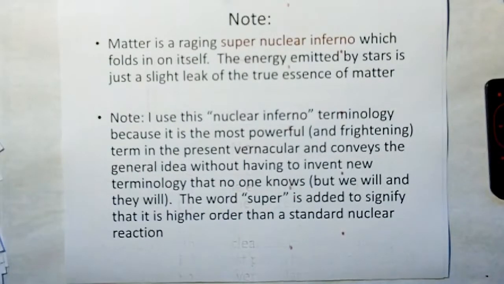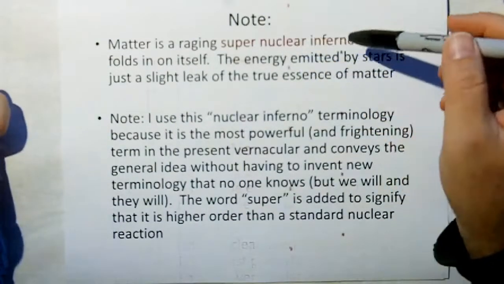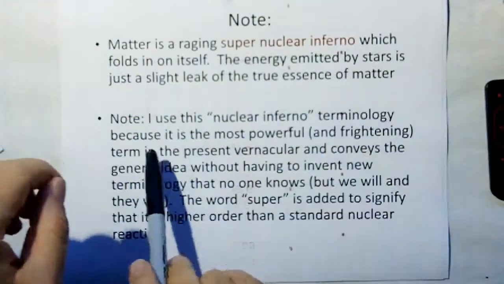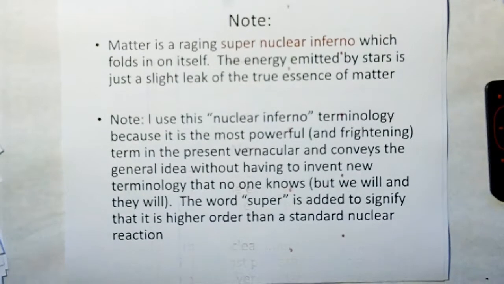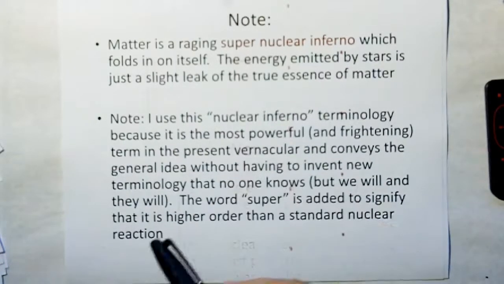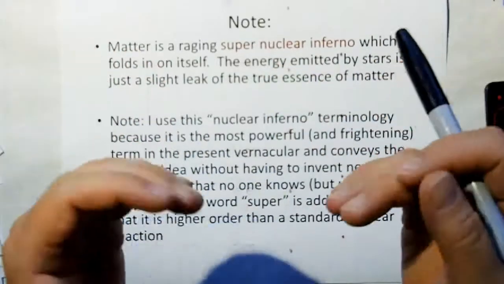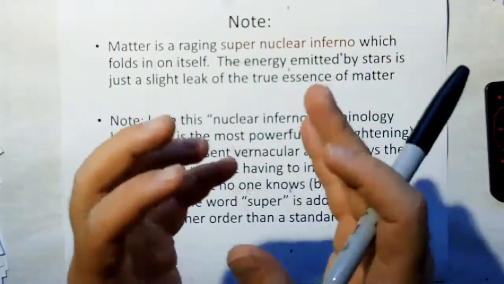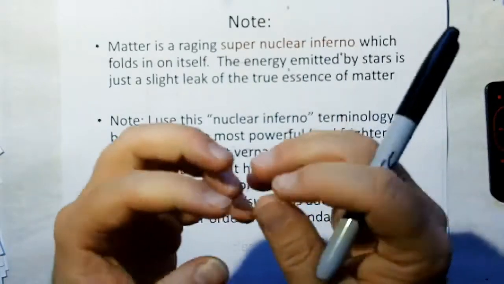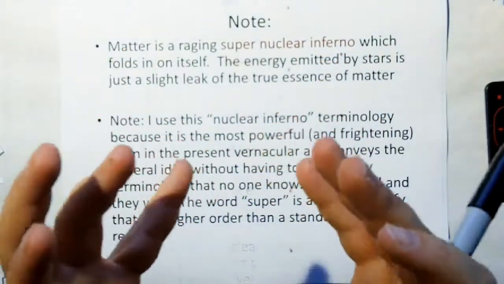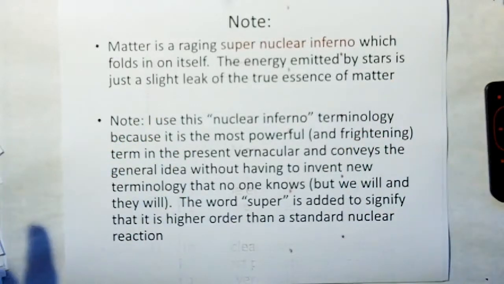And let me give you a note. I'm using the term supernuclear inferno, which folds in on itself. I'm using this nuclear inferno terminology because it's the most powerful and frightening term in the present vernacular and conveys a general idea without having to invent new terminology. I'm trying not to invent new terminology if I don't have to. Okay? But the word super is added to show you that it's superior to a nuclear. In other words, it's the more primordial. It's a much bigger reaction. What we get, when one orbital breaks, is just one of many that break.